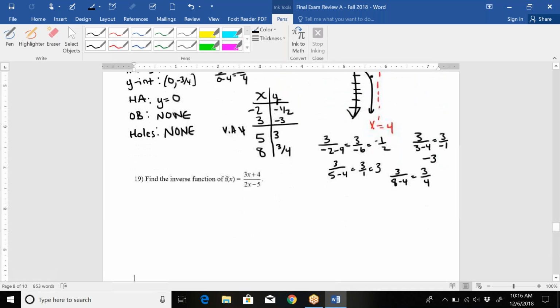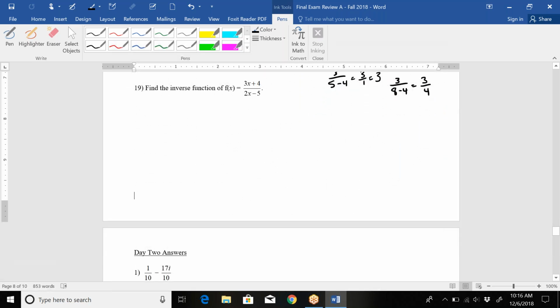All right, and the final problem on this review, number 19, find the inverse function of f of x equals 3x plus 4 over 2x minus 5. So an inverse function is just when you do opposite operations, essentially. You take an ordered pair that might be in a function. Let's say your ordered pair is 1, 5. You want to find a new function that goes from 5 to 1. And to be 1 to 1 is the only way you can have an inverse function. So if we're going to ask you for the inverse function, we're assuming that the function is 1 to 1.